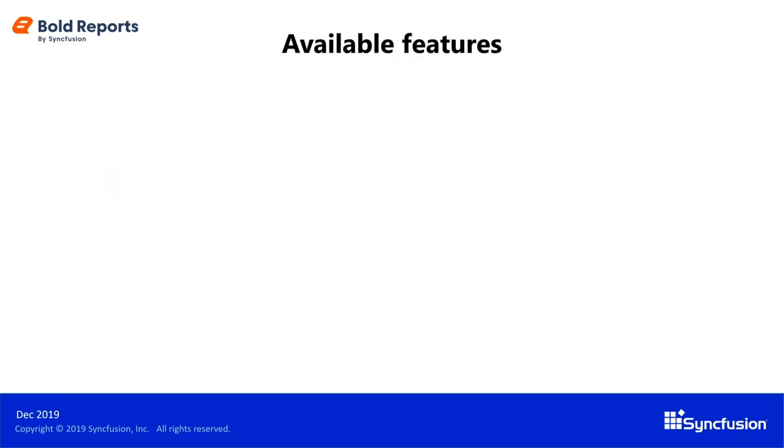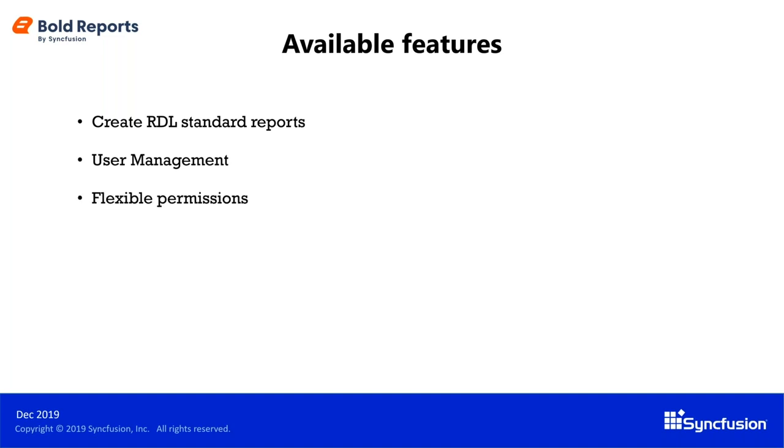Now let us see what are the major features that are available in Bold Reports. We can create RDL reports. We can create users and form a group of users so that we can form a structure that maps the small and large size organization. With flexible permission, we can define a role and share the access to read, write, and delete those items. We have other interactive features such as schedule, export, custom branding, and collaboration. We shall discuss the rest of the features in detail.